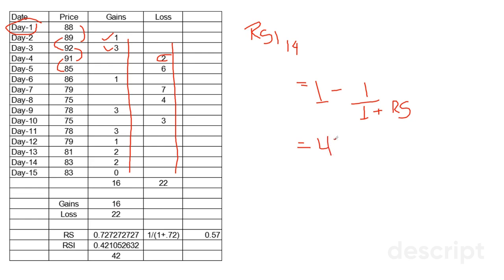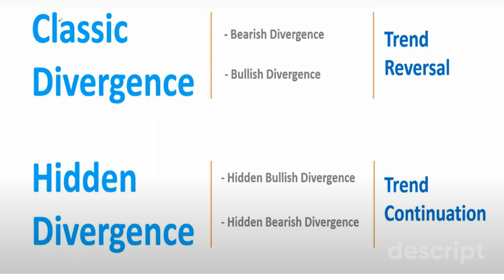So RSI is 42. Now, if I explain what RSI 42 means, then this video will get very long. The objective here is to make quick money and keep this video short so that we can get to the end result, which I am trying to show you. There are two types of divergence: classical divergence and hidden divergence. We'll speak only on classical divergence today. Hidden divergence will take time.